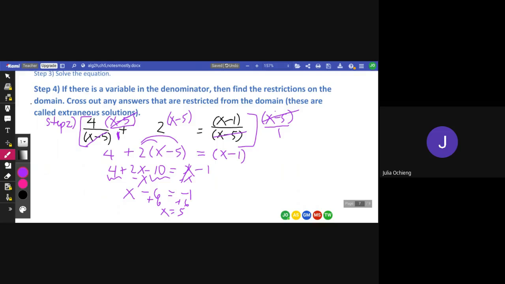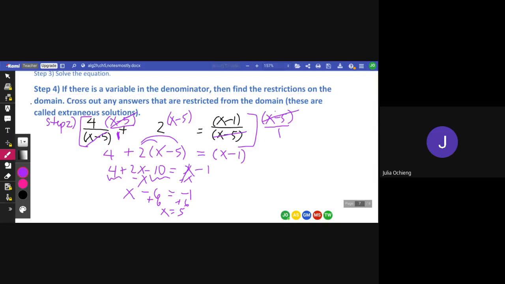Now, usually we would be done because we would have solved for x, and that's what they're asking for. But with a rational equation, there's an extra step that gets added, and that's step 4. And we'll read it, and then we'll talk about it. So step 4 is if there is a variable in the denominator, then find the restrictions on the domain. Cross out any answers that are restricted from the domain. These are called extraneous solutions.